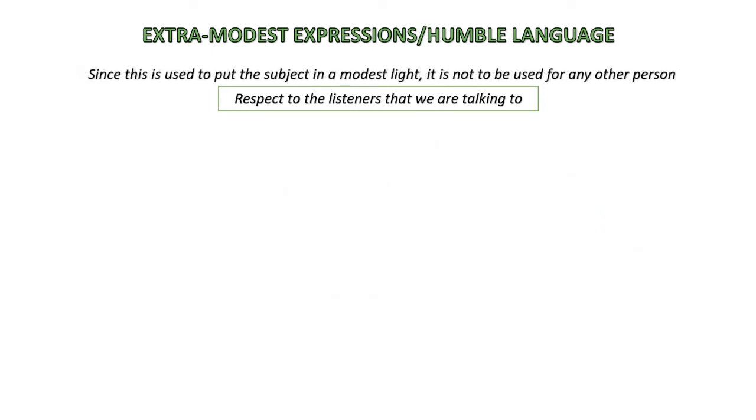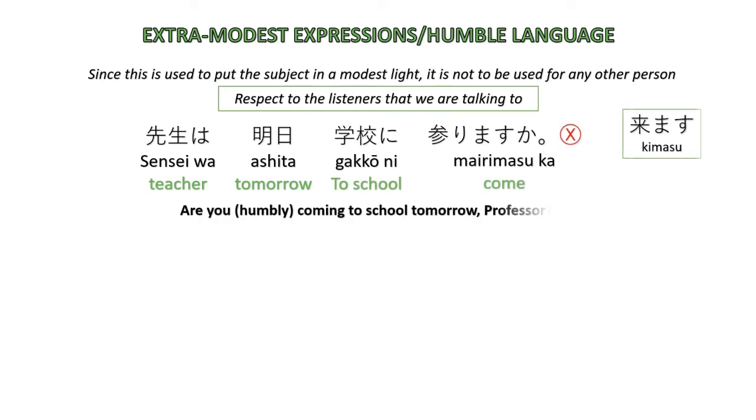Another note, since extra modest expressions are used to put the subject in a modest light, so I, the subject of the sentence, these extra modest expressions are not to be used for any other persons. For example, sensei wa ashita gakkou ni mairimasu ka? So this is wrong. This is wrong because sensei is another person, okay?